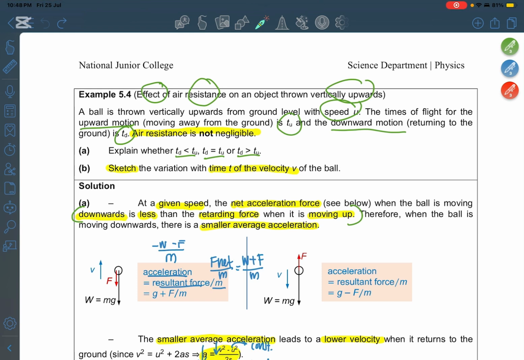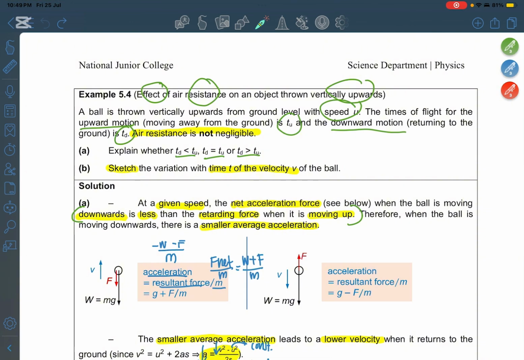So imagine that a ball is thrown vertically upwards from ground level with speed u. The time of flight for the upward motion, moving away from the ground, is tu, and the downward motion, which is returning to the ground, is going to be td. And assume the air resistance is not negligible. That means there's drag force or air resistance. So explain whether td is less than tu, or td equals tu, or td is larger than tu.